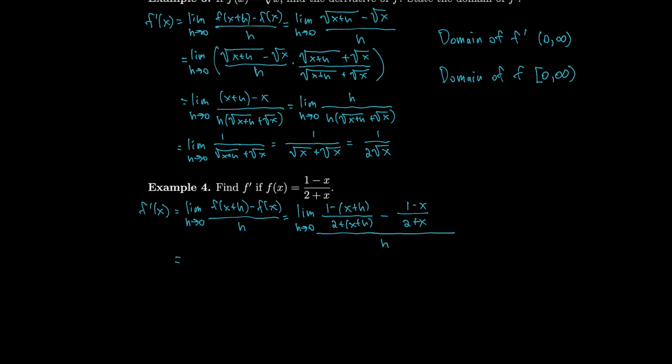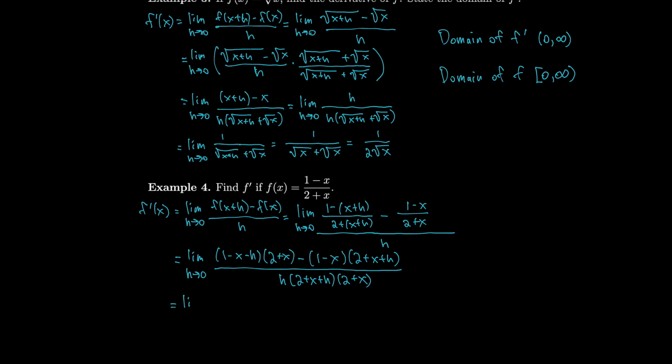So then we can simplify this out a little bit. We find a common denominator for our two fractions in our numerator so that we can subtract them together. So in the numerator, we should get (1 − x − h)(2 + x) − (1 − x)(2 + x + h). And in our denominator, our common denominator, notice, is going to be this (2 + x + h) times (2 + x), but then we're dividing by h, so that gets multiplied through. So we end up with h times (2 + x + h) times (2 + x).